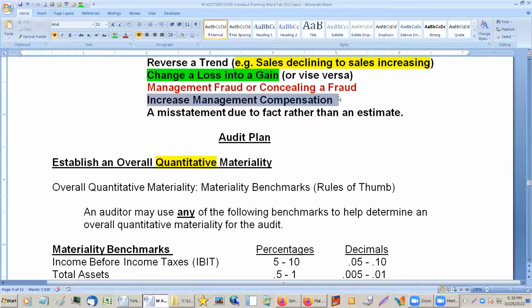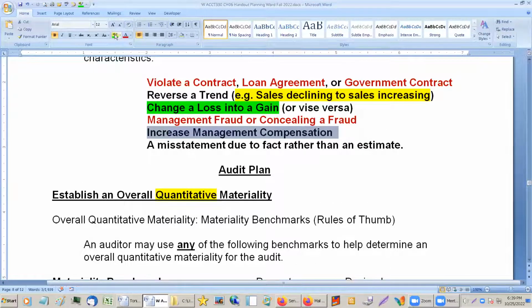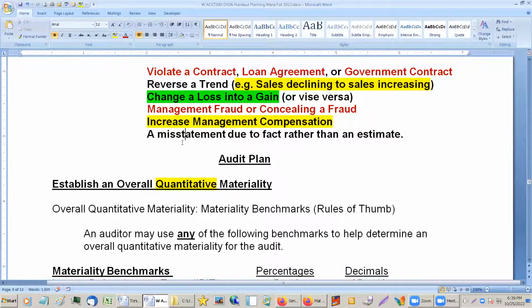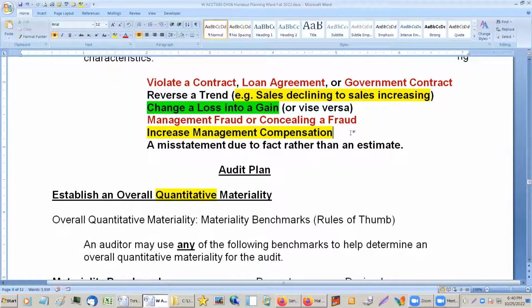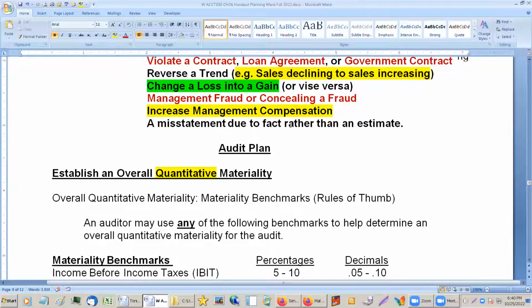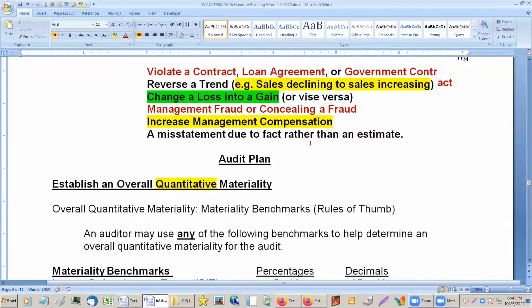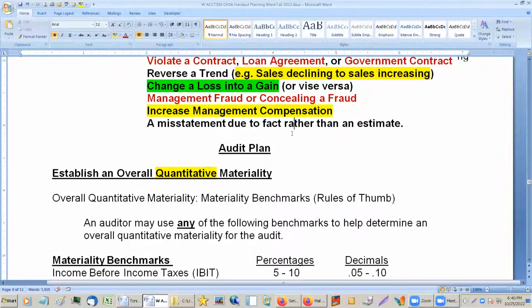Things that increase management compensation. So, maybe hitting a sales number or a cash number or something like that means that they get a bonus. And so they cook the books enough to get that bonus. Now, maybe the dollar amount isn't material, but if it kicks in for management compensation, it could very well be that even though it's less than the dollar amount, it is material.